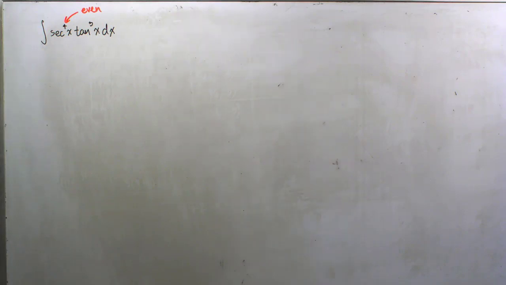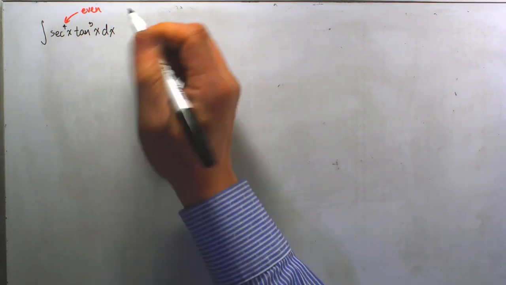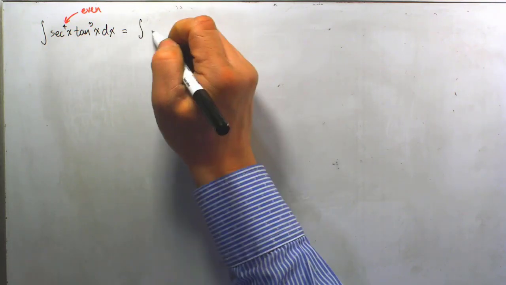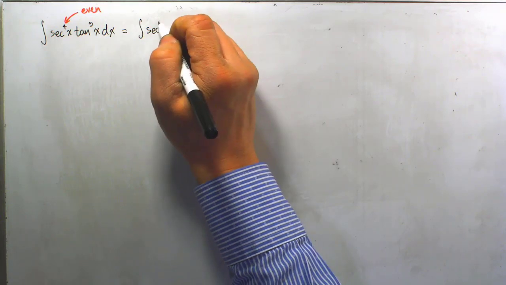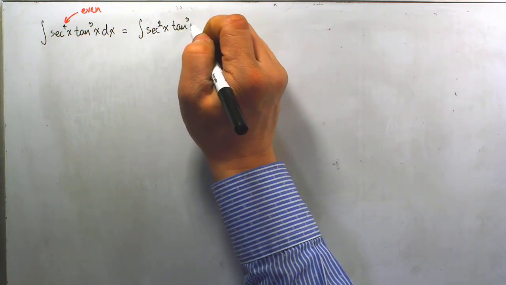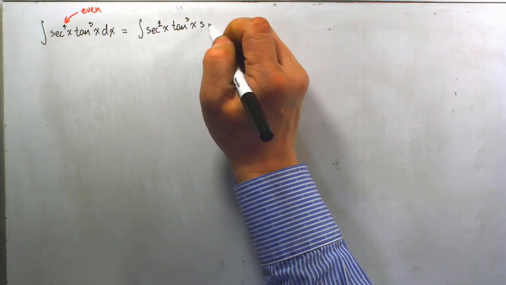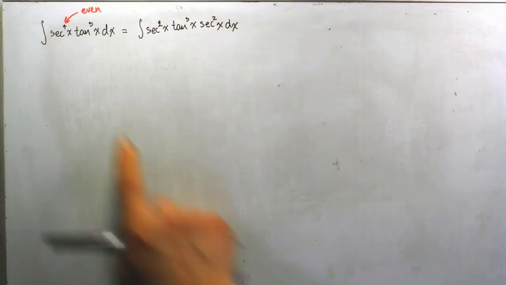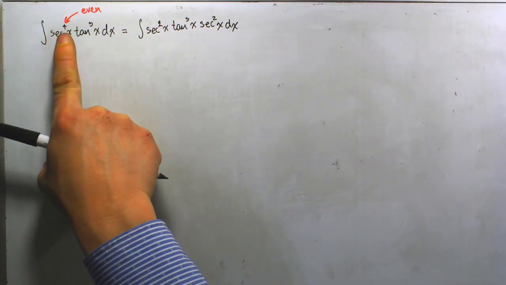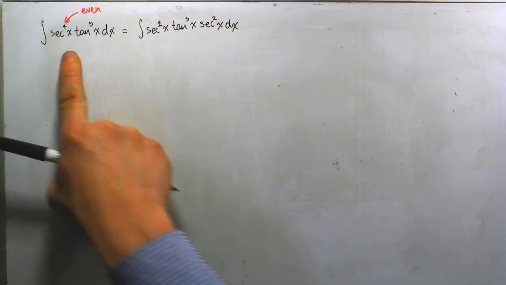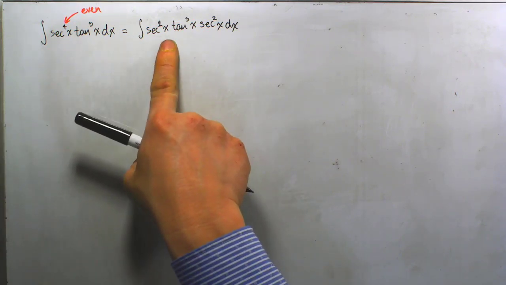And so now to proceed as guided from the general lecture right here, I can rewrite this as a secant squared of x times tangent cubed of x, and separate out a secant squared of x here. Okay, so secant to the 4th is an even power, so I separate out a secant squared of x from the secant to the 4th. And then the remaining power is a secant squared for this problem right here.